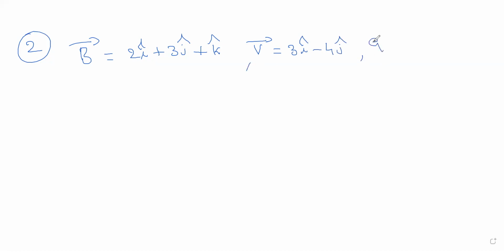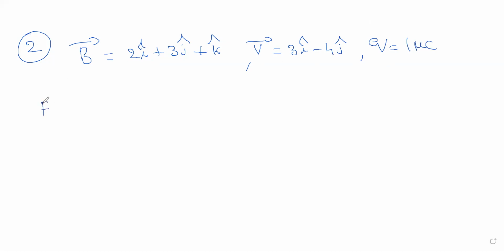Question number 2 is very simple. B bar is given to you. B bar is 2I plus 3J plus K, and V bar is 3I minus 4J. Q is about 1 microcoulomb, and find the force F. That's all the question is.